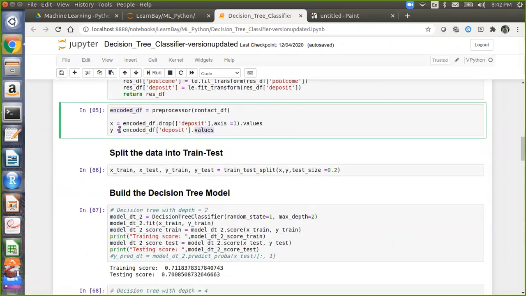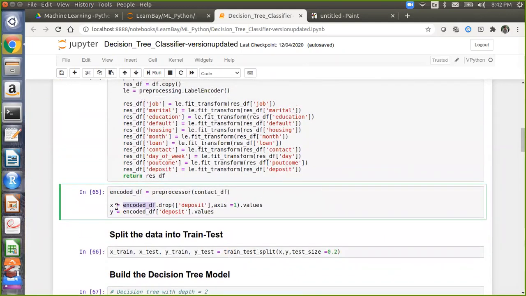Now can you explain to me what is happening in these two lines, x and y? We are dropping the deposit column from our encoded data frame. Perfect. And in y, what are we doing? Y is like setting the target variable.